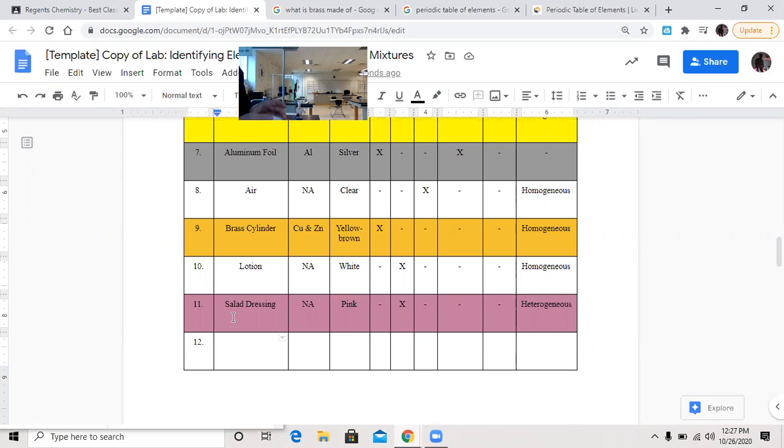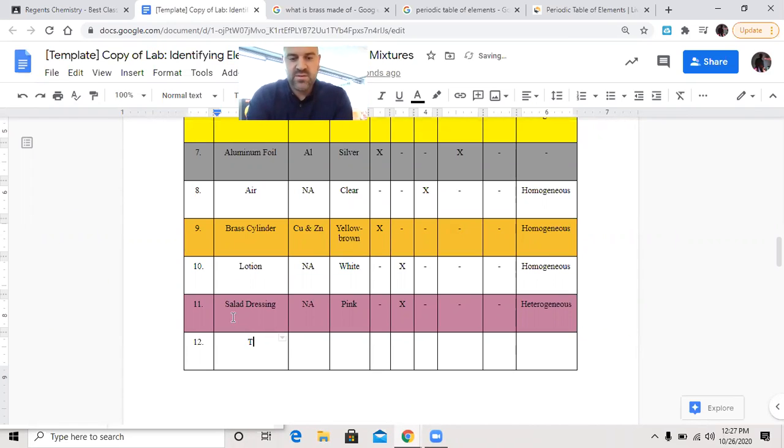I think we all know what table salt looks like. There's some table salt in my hand. So table salt. Formula is Na, sodium, and Cl. So sodium chloride. Na is sodium, Cl is chlorine and transfers over to chloride. Color is going to be white. You know it's going to be a solid.